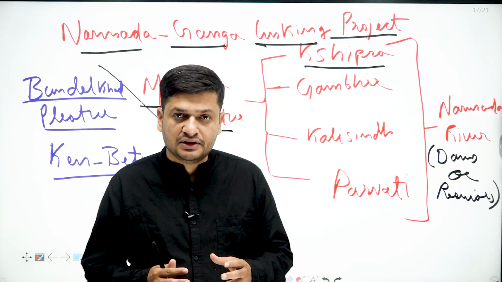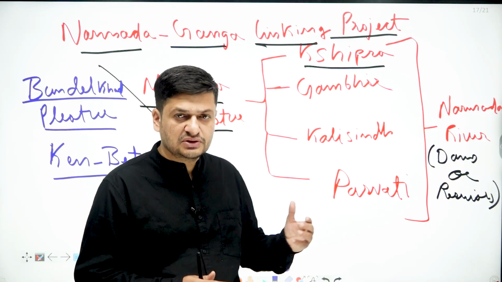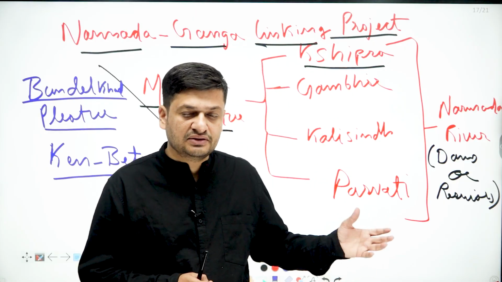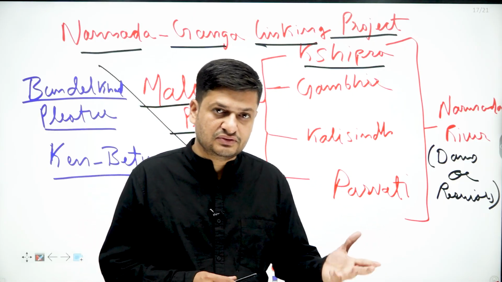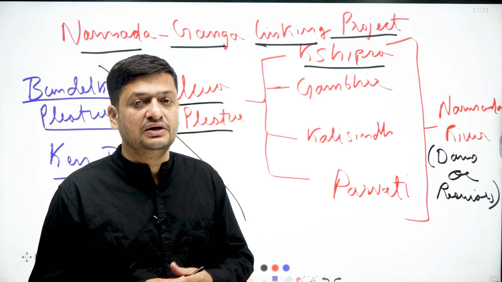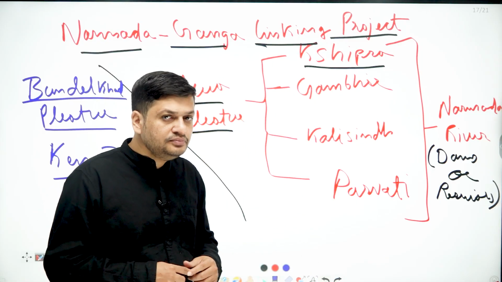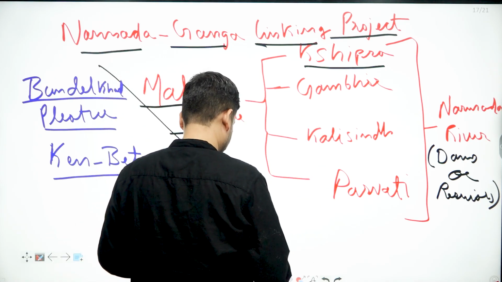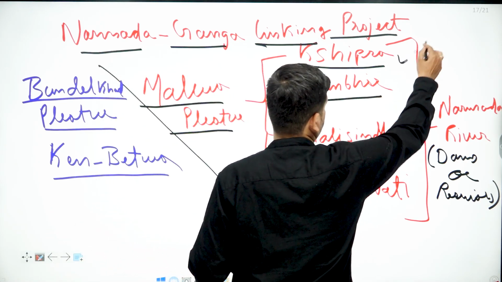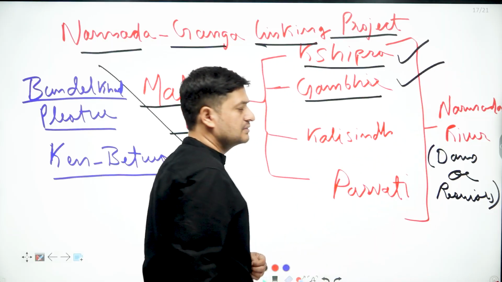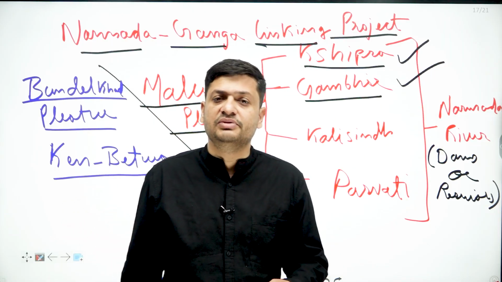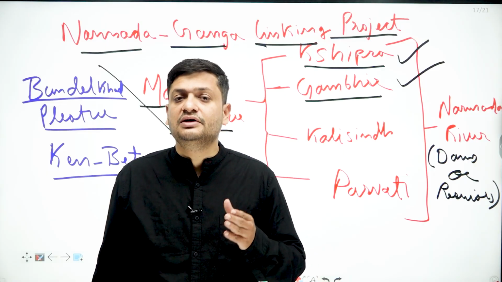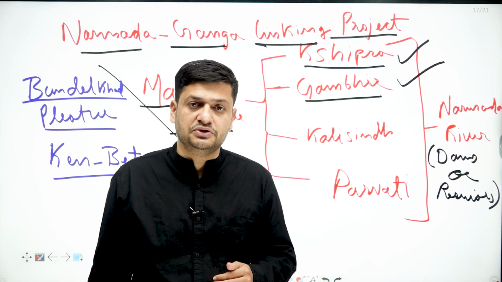So these are lift irrigation projects, as well as this is also a lift irrigation project, but we can see that these are the successful projects on which the work has been done. If we'll see these two projects, they have been completed in their very incubation. The Shipra linking project and the Gambhir linking project have been completed by the state government, and these are two successful projects which were executed.